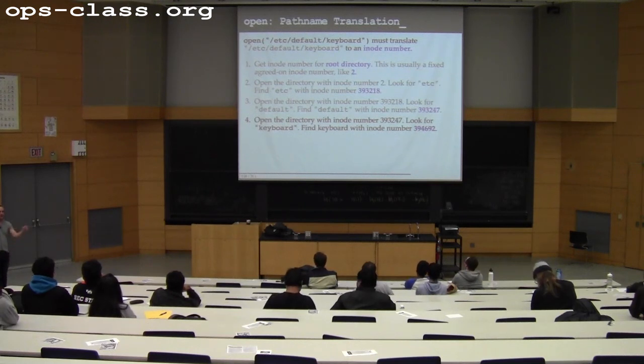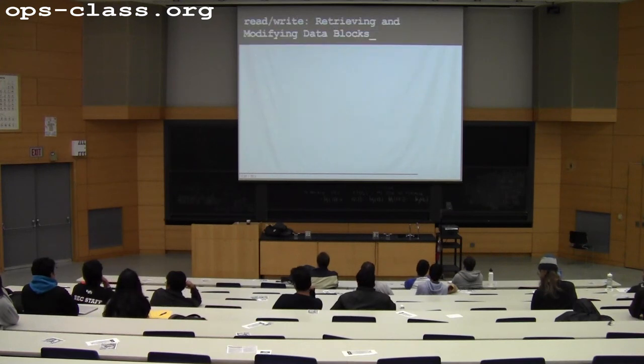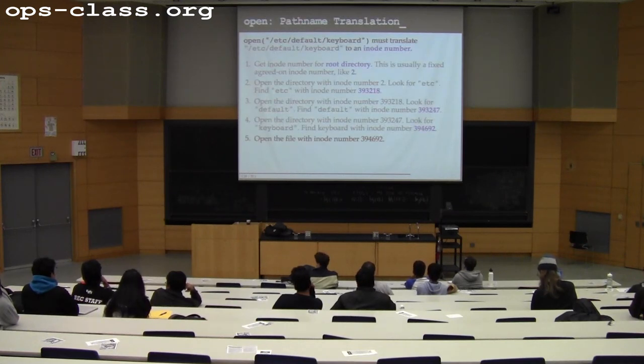I get an inode number, I load the directory corresponding to that, I use that to map the next component of the path name to an inode number, and I continue until either I'm finished and I've consumed the entire path, or an error occurs and I can't continue. There's a missing name, or the name is in a directory, or whatever. And I just keep going. Okay, questions about this?